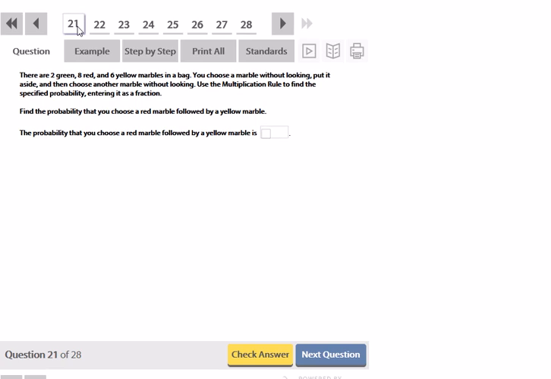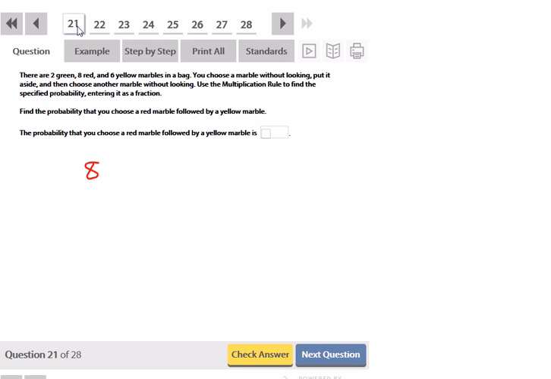There are 2 green, 8 red, 6 yellow marbles in a bag. You choose a marble without looking and you put it aside. Okay, so here there is no replacement. You are putting it off to the side. Then you choose another marble without looking. Use the multiplication rule, which we learned is also like the fundamental counting principle, to find the specified probability. So the probability that you chose a red marble followed by a yellow marble.